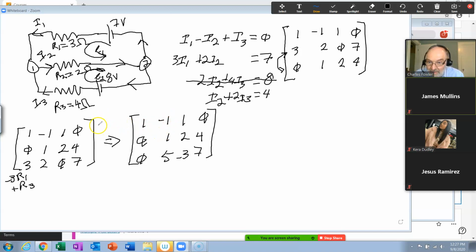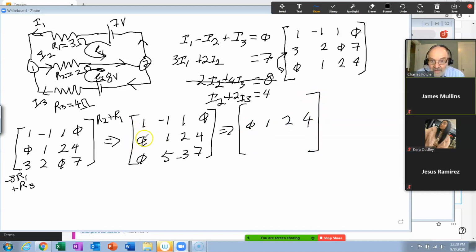It's going to be simply row 2 plus row 1. So we're using row 2, so let's write down our row 2. And that's the 0, 1, 2, 4.